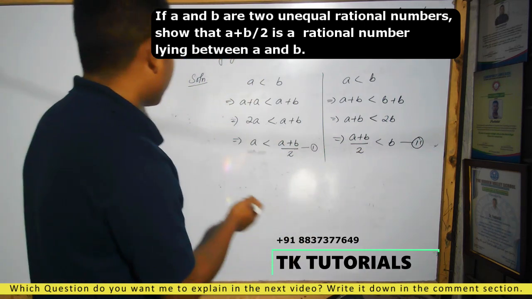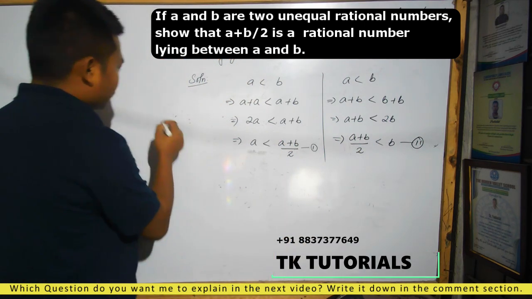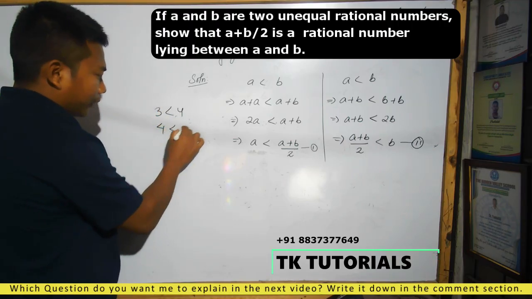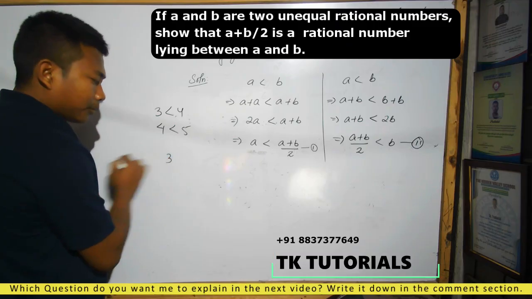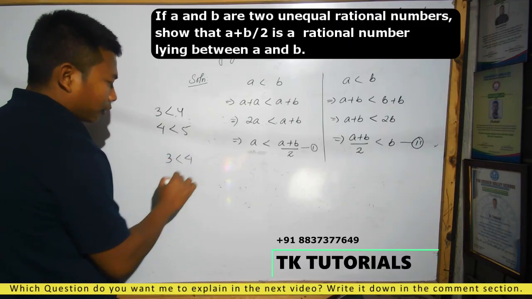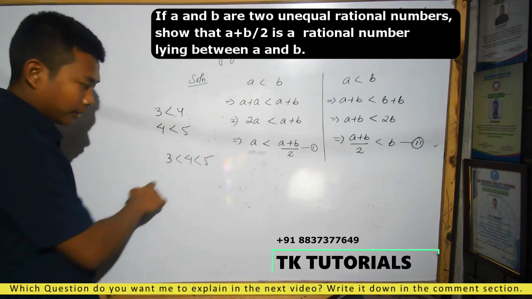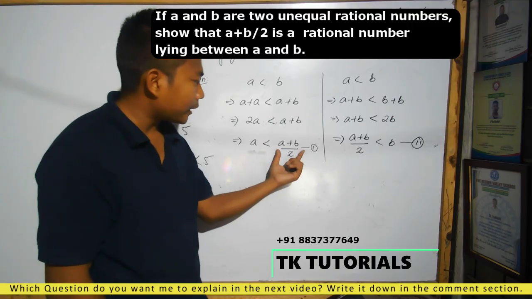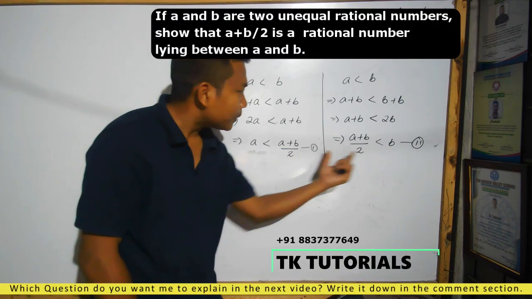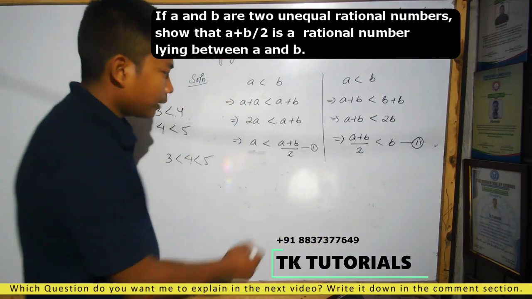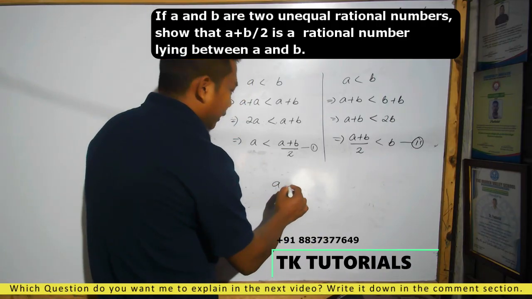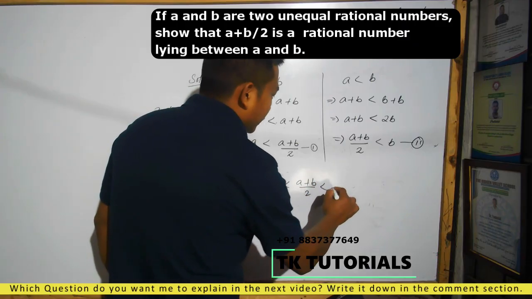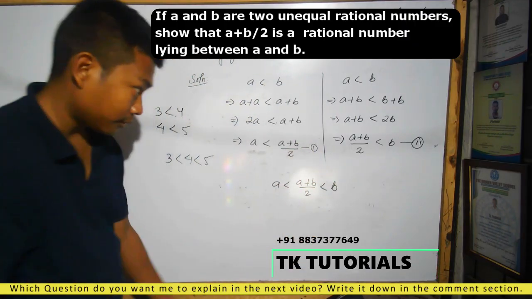Now, let's try to compare this. Let's take an example like this. If I say 3 is smaller than 4 and 4 is smaller than 5, how will I arrange this? 3 will become the smallest number, 4 will be in the middle, and 5 will become the greatest number. Here also, a is smaller than (a plus b) by 2, but this (a plus b) by 2 is smaller than b again. That means we have a complete proof that a will be the smallest and b will be the greatest.